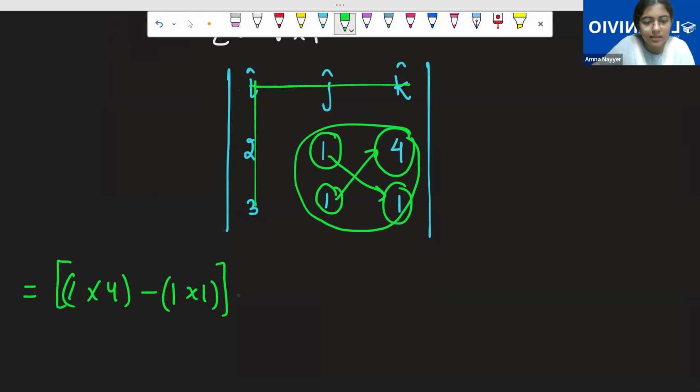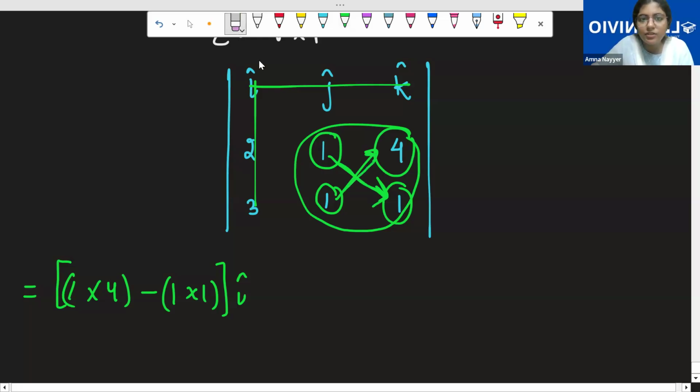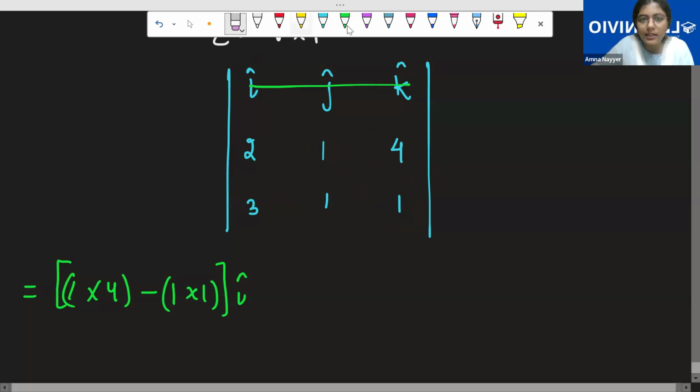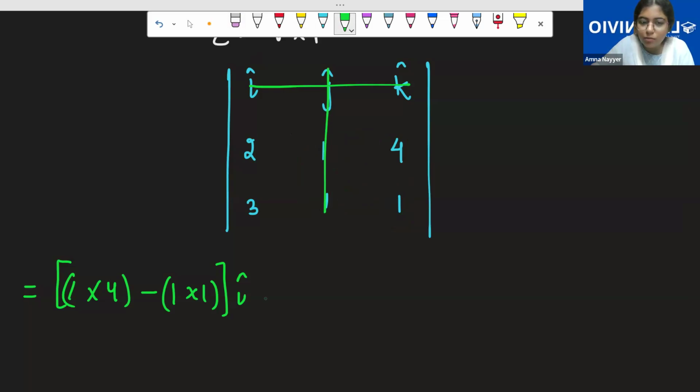This is I cap. What you do? You cut I cap completely. Then you go diagonally down minus diagonally up. Now it's the turn of J cap. So for J cap, cut the row and column of J cap also. But for J cap, put a minus sign.